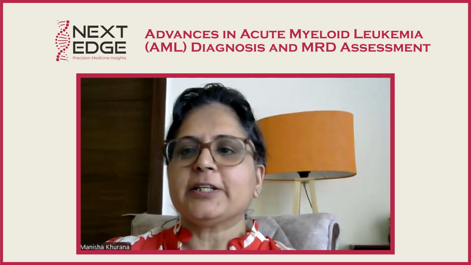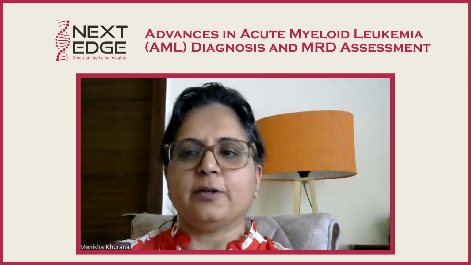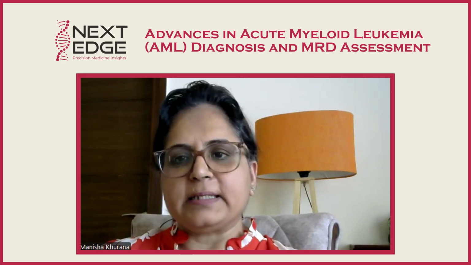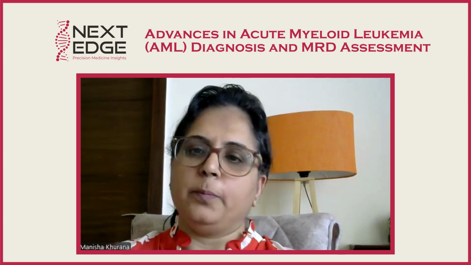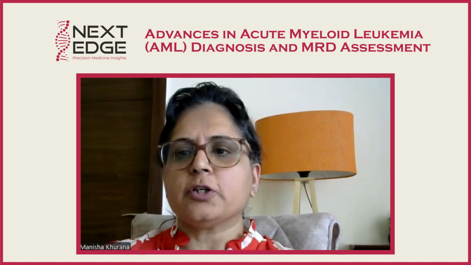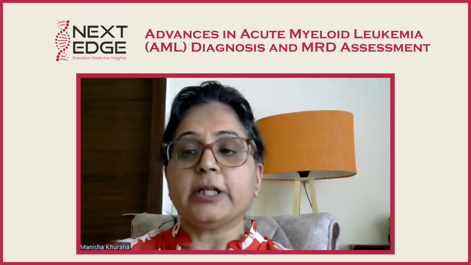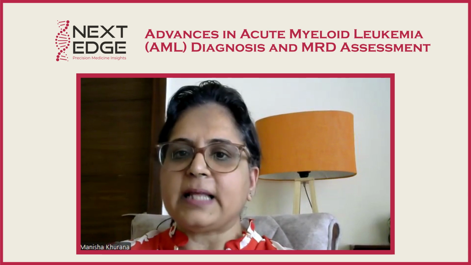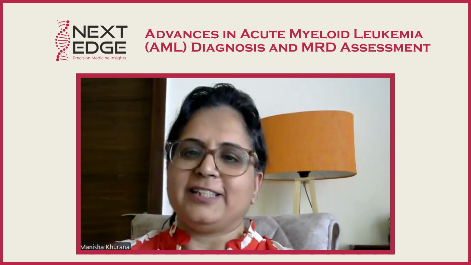Our topic for discussion today is advances in acute myeloid leukemia, diagnosis, and MRD assessment. Leukemia is a type of cancer that originates in blood forming tissues, notably the bone marrow, leading to overproduction of abnormal white blood cells. These cancerous cells hinder the body's ability to fight infections, impair the production of red blood cells and platelets, and therefore cause anemia, bruising, and fatigue.